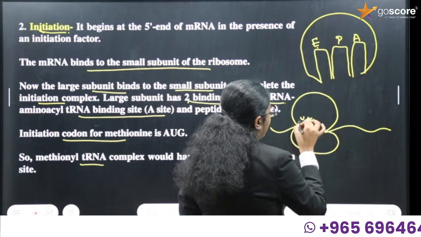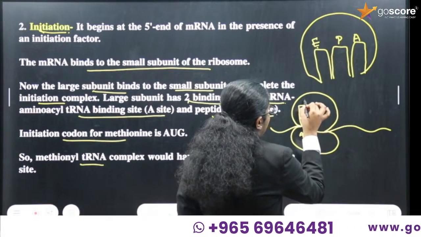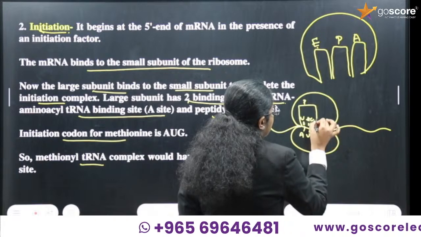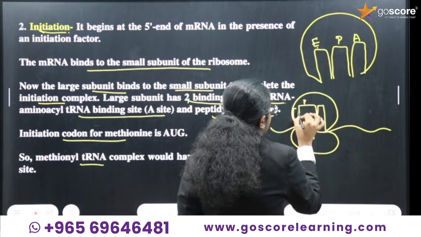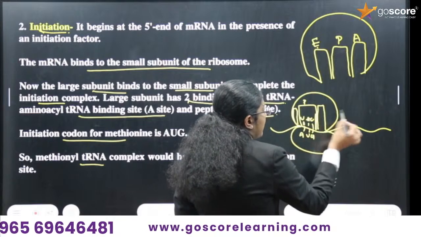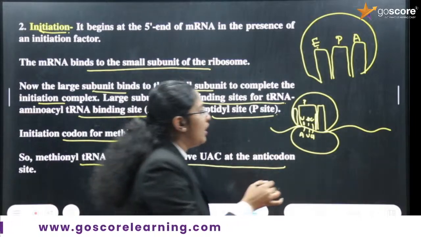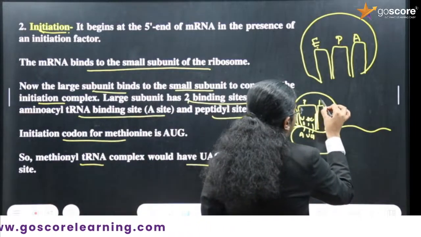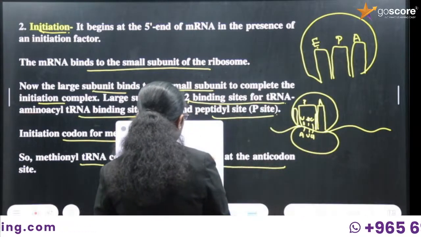UAC will be coming and this site will be considered as the P site. Towards this side, what is there? A site is there. Towards this side, E site is there. Okay, so the next tRNA with amino acid will be coming to which site? A site. The second amino acid will be coming to the A site.